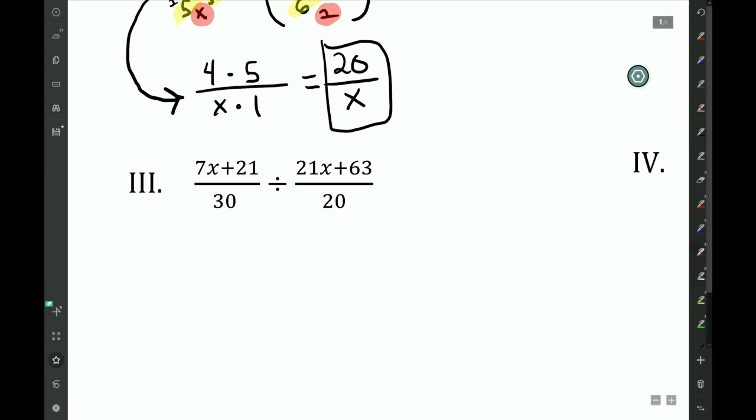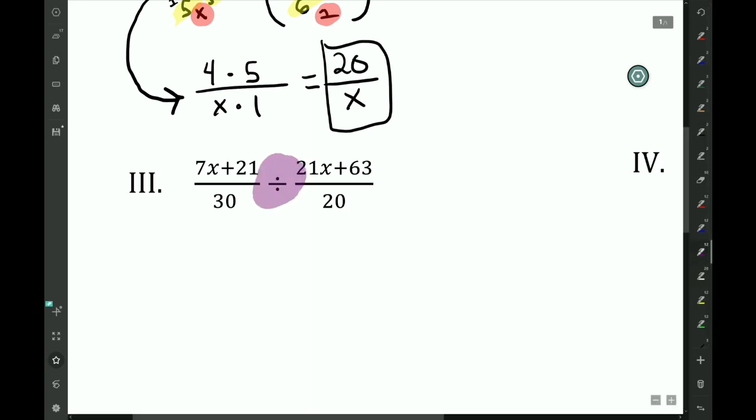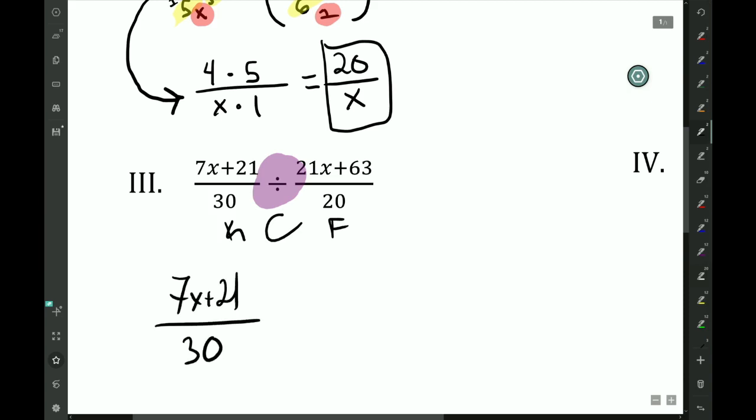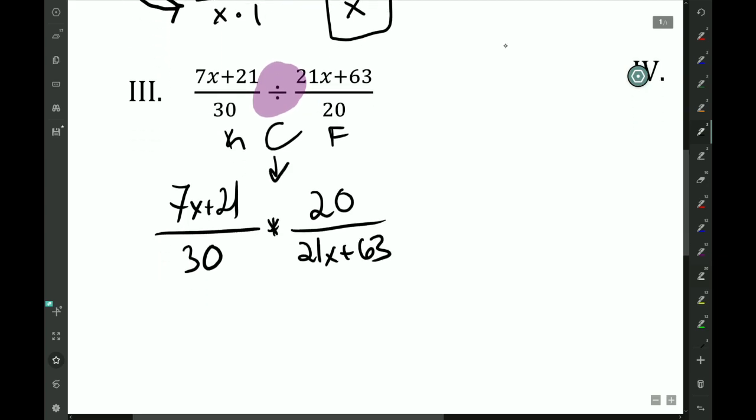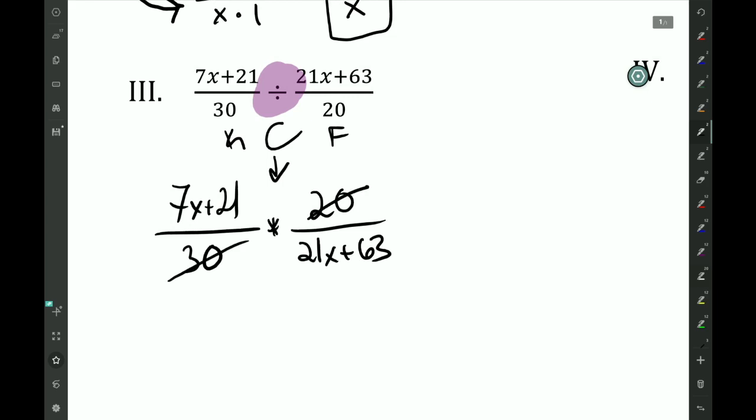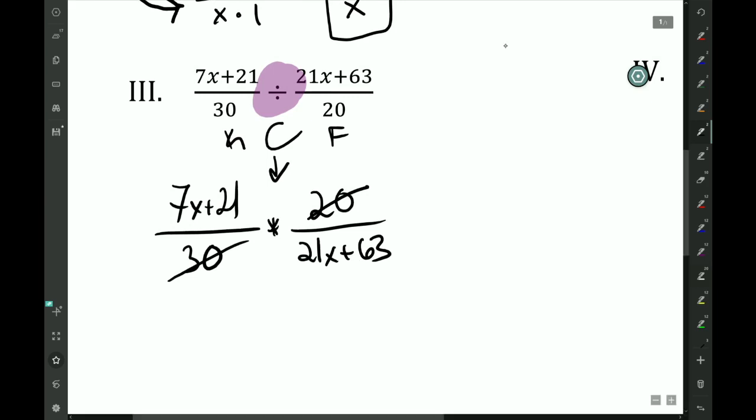One more time. What is that? A division? So we need to KFC. So we're going to keep 7x plus 21 over 30. We are going to flip the other one, so flip it like a pancake: 20 over 21x plus 63. Now I got a Texas accent for some reason. Change to multiplication. 20 and 30, those are really going to become 2 and 3.